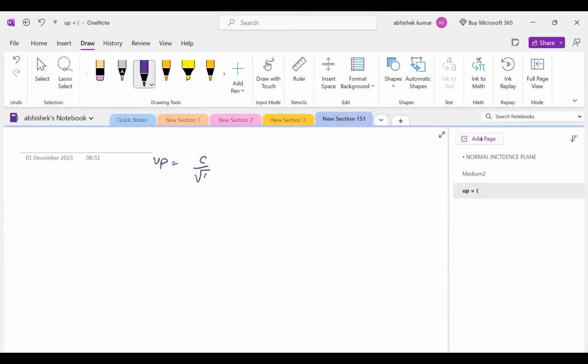VP is C under root epsilon r. That is nothing but 3 into 10 to the power 8 under root epsilon r, which is 14.21.